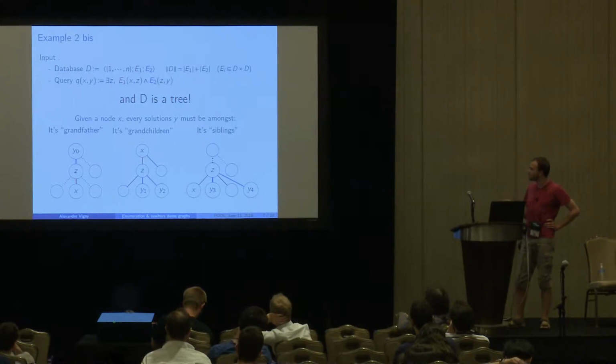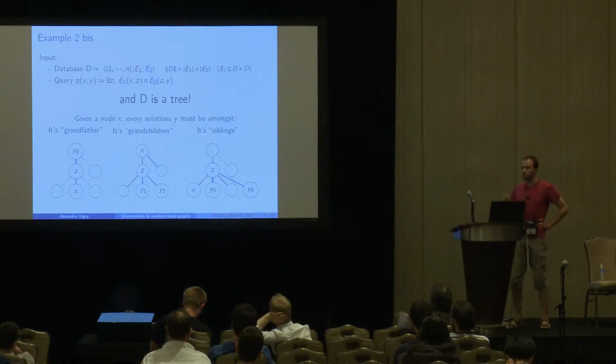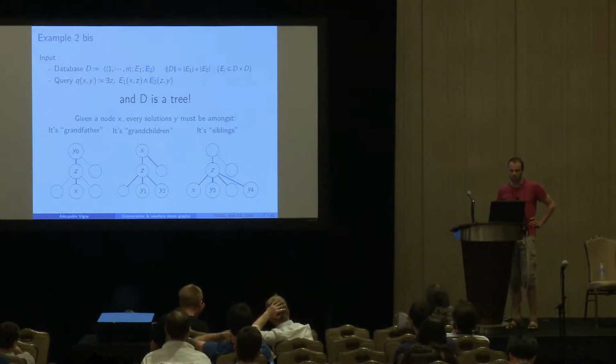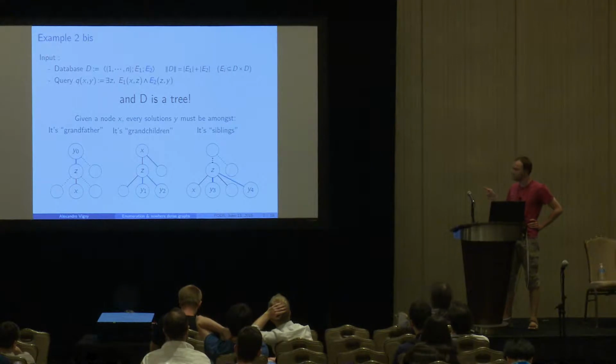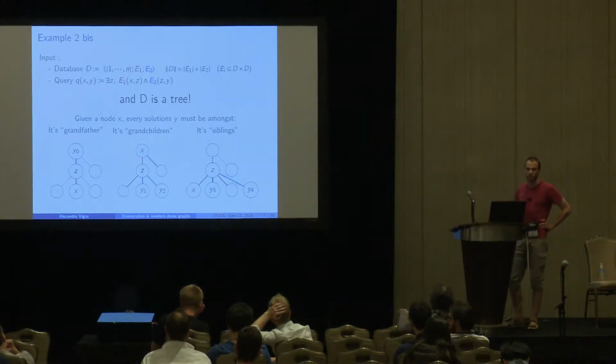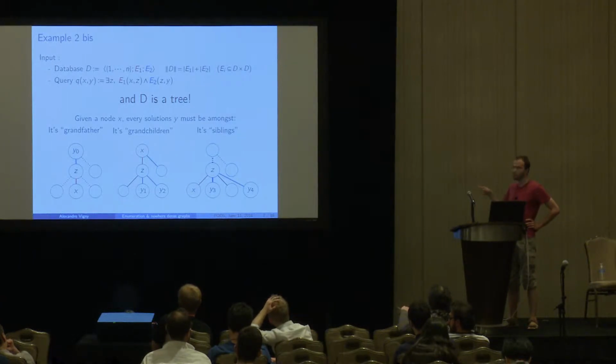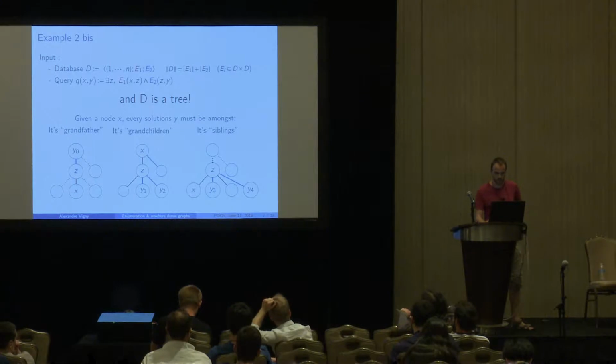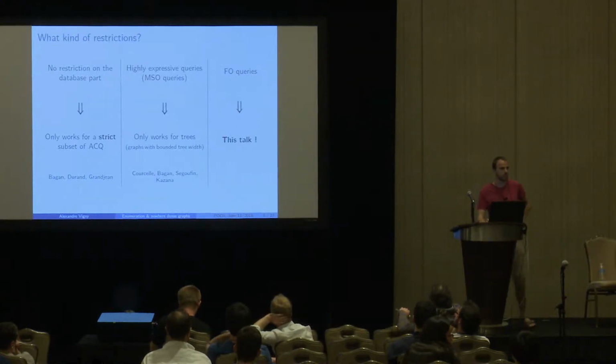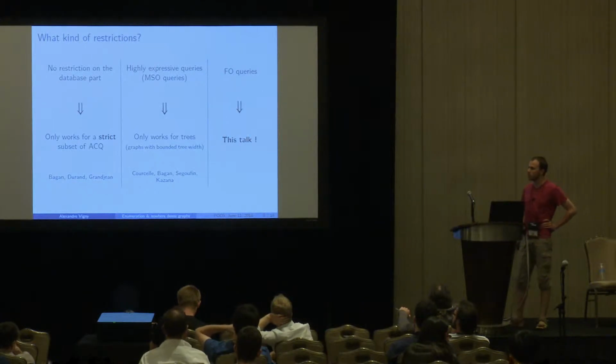Given a node X, one solution might be its grandfather. You need to check whether this is a solution or not. We also have to check its grandchildren, whether they are a solution or not, and its siblings. And all of those solutions seem quite easy to enumerate. So this is an example of restriction. And the question is what kind of restriction has been used in the past to get constant delay enumeration.